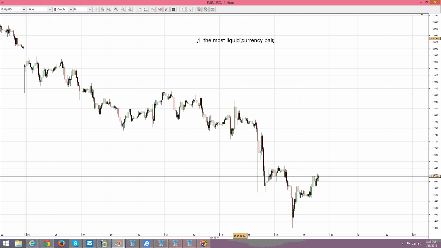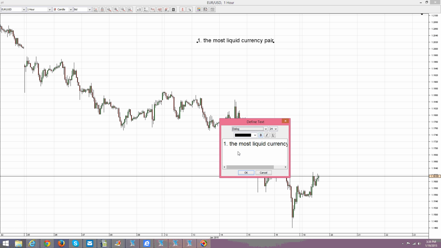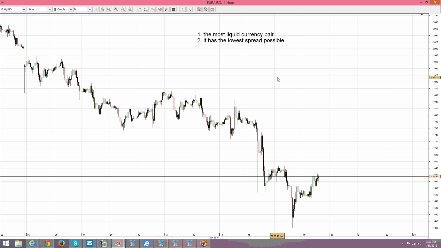It has the lowest spread possible. So number two, it has the lowest spread possible. What does it mean, the lowest spread possible? Well, first of all, when you trade the euro-US dollar or any other currency pair, you are looking at the spread.